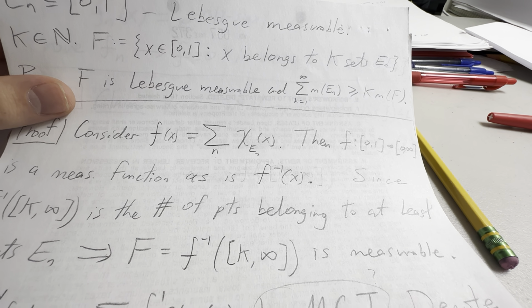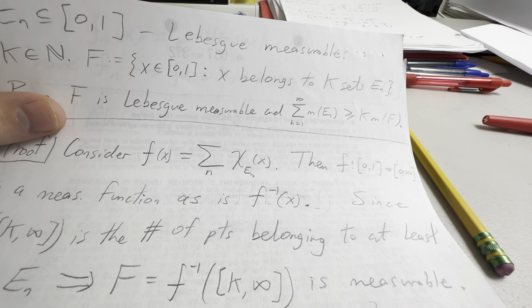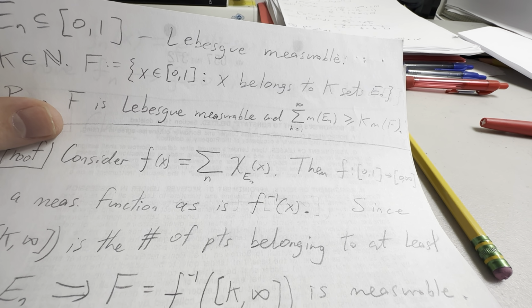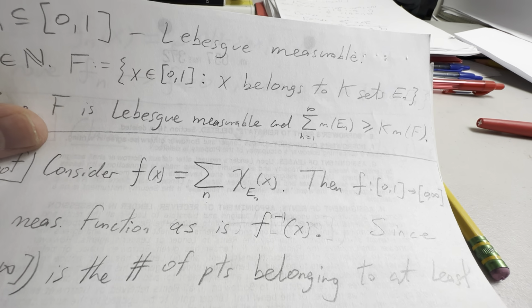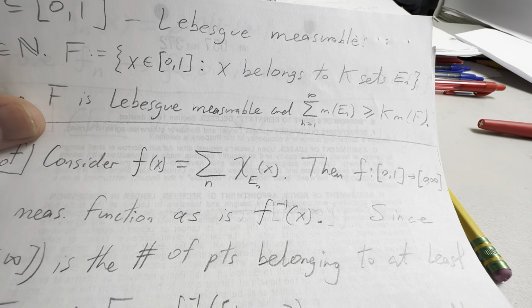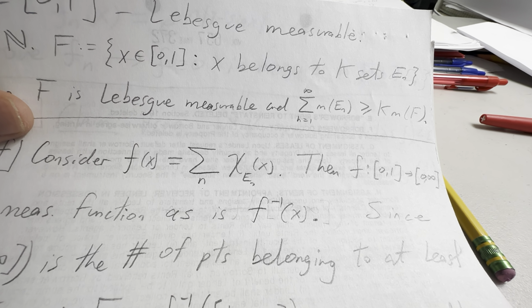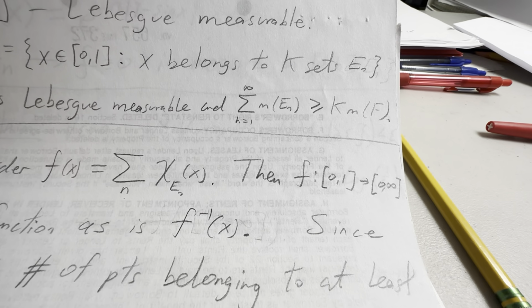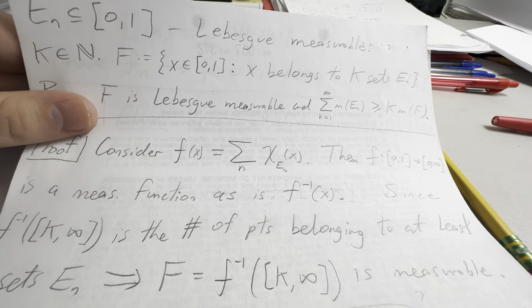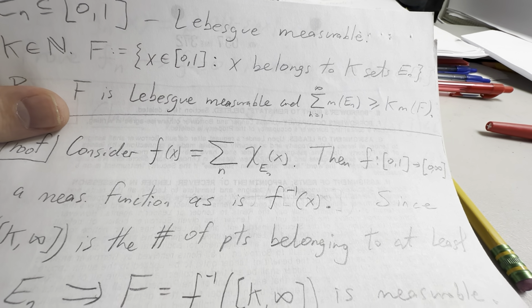So what's the trick? We need to define a function f, little f, to be the sum of characteristic functions defined on E_n. Essentially what this function f does is that it counts the number of sets E_n that x belongs to. So we see that f maps the unit interval to the non-negative reals. It is a measurable function. And because it's measurable, its inverse image of measurable sets is also measurable.